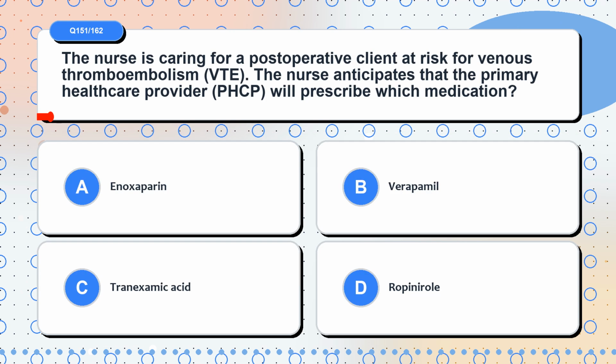Question 151. The nurse is caring for a postoperative client at risk for venous thromboembolism (VTE). The nurse anticipates that the primary healthcare provider (PHCP) will prescribe which medication? Here are the options. Option A, enoxaparin. Option B, verapamil. Option C, tranexamic acid. Option D, ropinirole.